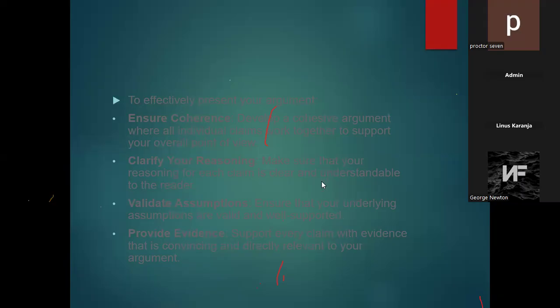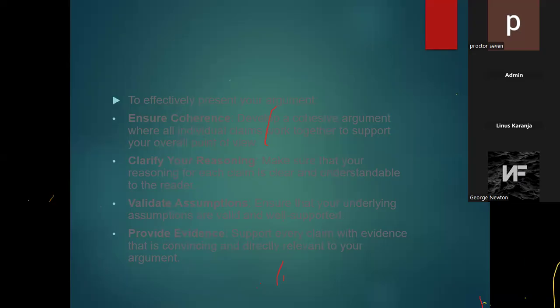Then clarify your reasoning. Make sure that your reasoning in each claim is clear and understandable. Avoid ambiguity. Avoid sometimes being illogical in argument, sometimes contradicting yourself. For example, you cannot say English teacher, that is very ambiguous. It can be a teacher of mathematics from England, or it can be a teacher of English from any country. So avoid words that have ambiguous meanings, that can have different interpretations.